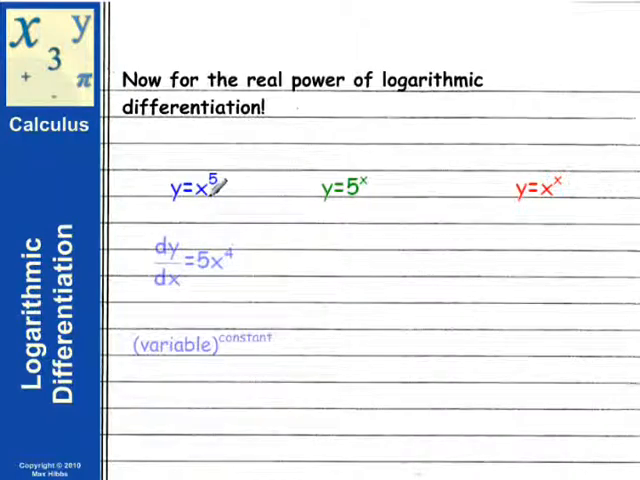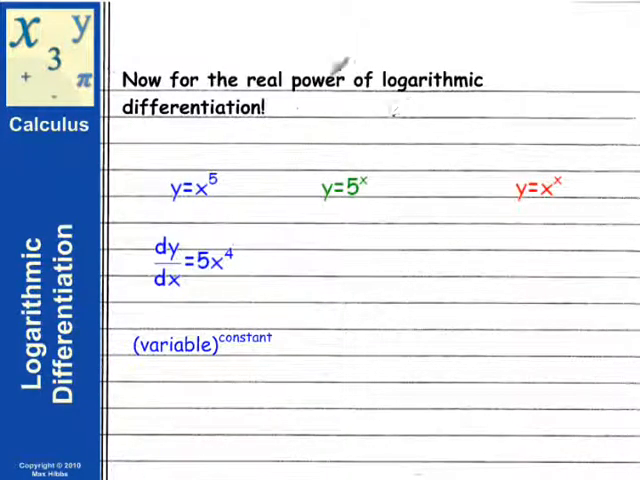Let's take the very first example. If y is x to the fifth, well, that's normal. We use what we call the power rule to find the derivative of y here. So of course we just know that that's 5 times x to the fourth power when we find the derivative. And we use the power rule when we have a variable to a constant power.